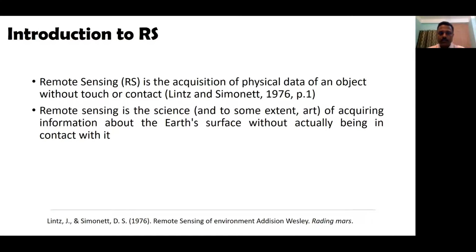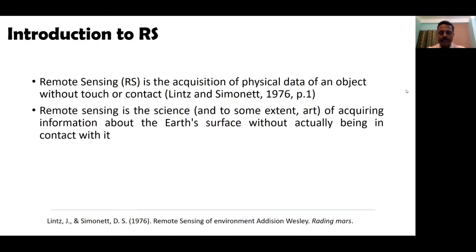If I go by the definition, remote sensing is the acquisition of physical data of an object without touch or contact. It also is a science, but we should remember that remote sensing is also an art. So, knowingly or unknowingly, we human beings are doing remote sensing, especially with all 5 organs that we have.